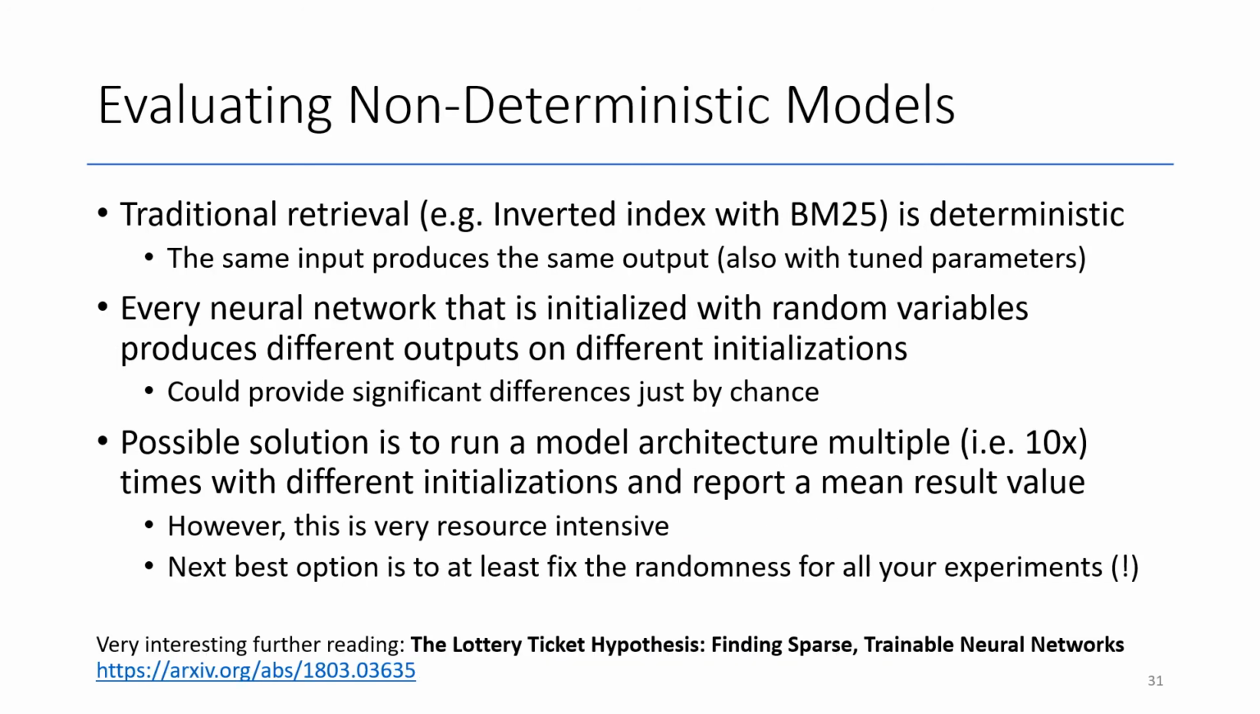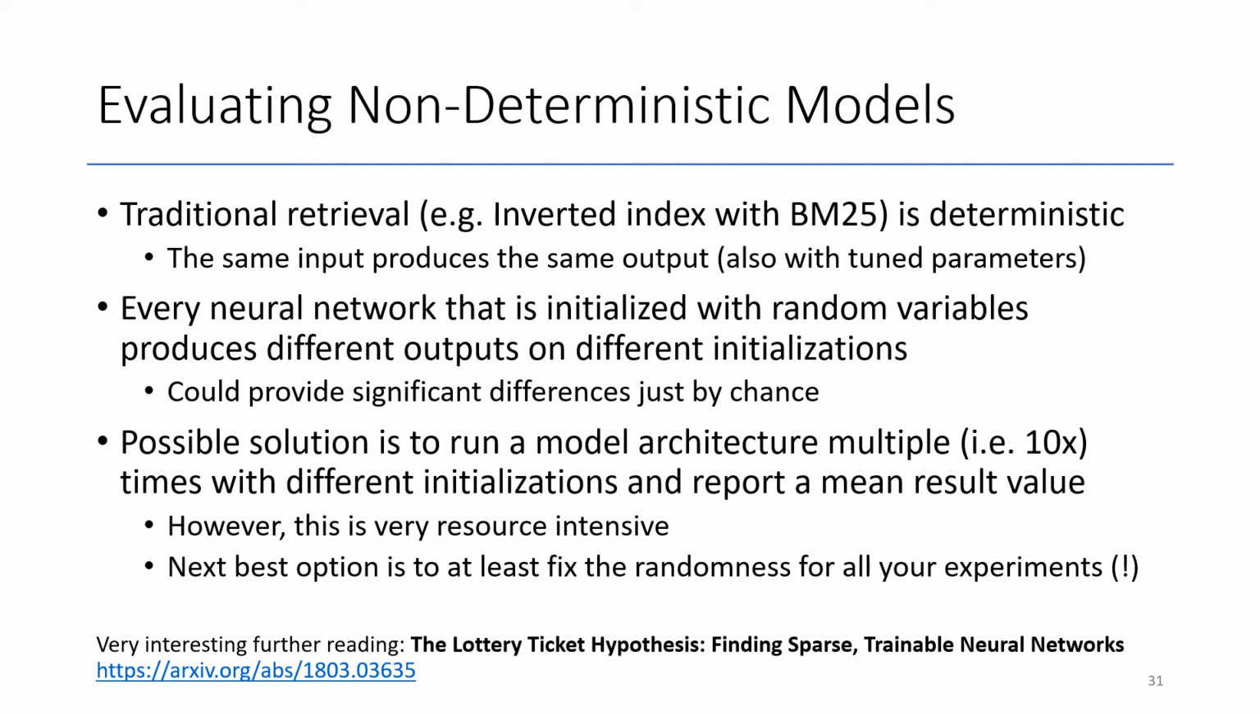And again, statistical significance is good if we operate on traditional retrieval systems that are deterministic. So if you have an inverted index with BM25, you know that the same input always produces the same output. Also, if you tune the BM25 parameters, the two that are in there.